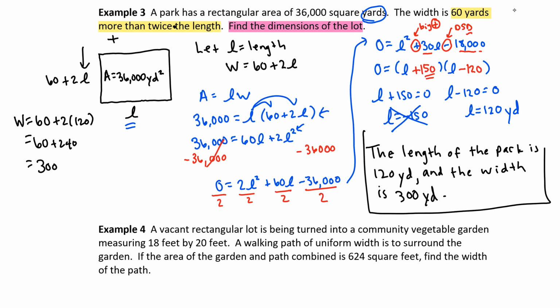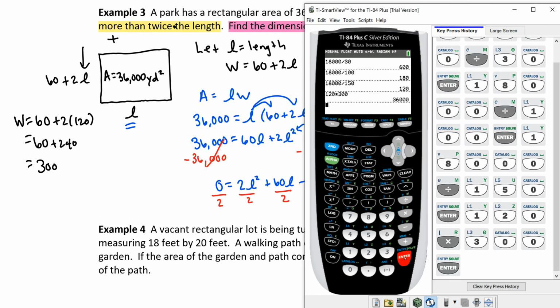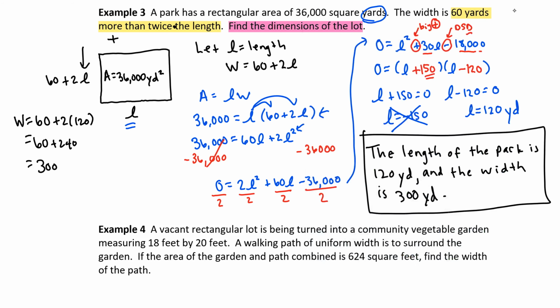Okay, now we could double check this with our calculator. We know the original area was 36,000, so let's make sure that the length times the width does give us 36,000, and it does, so our answer is correct.